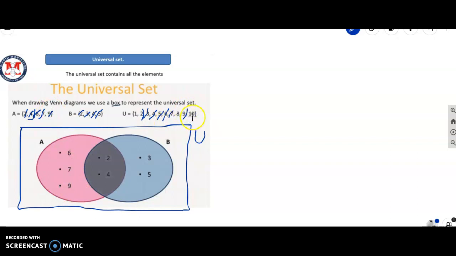So what happens to 8 and 10? 8 and 10 are elements not in A and not in B. So we can represent 8 and 10 outside, for example, 8 here and 10, that are outside the sets A and B. This is the representation of the universal set, and this set includes all these elements, okay?